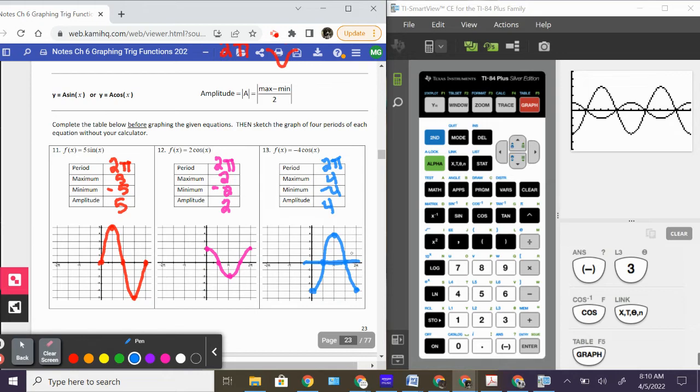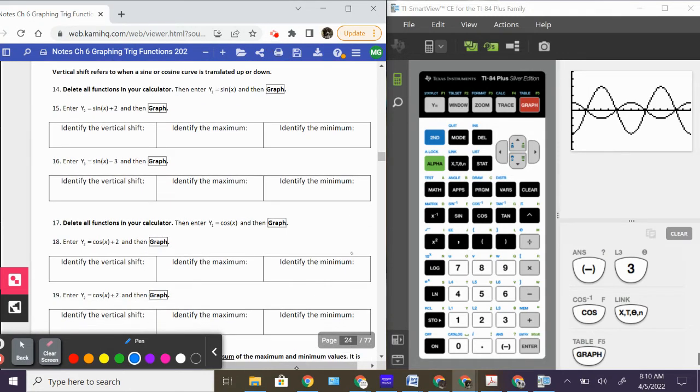Okay, so we're going to turn to the next page. Excuse the interruption. Okay, sorry about that little announcement.